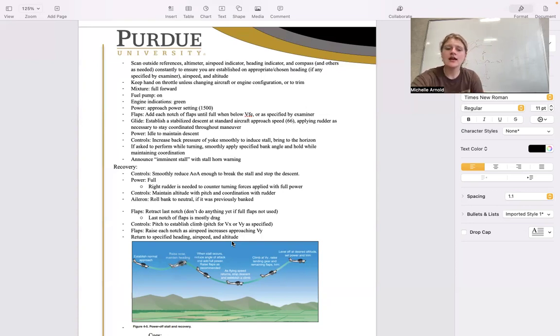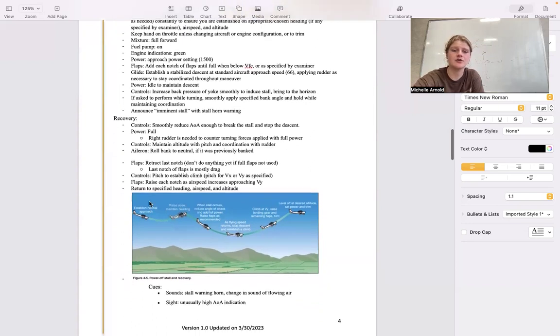And then at the end of the maneuver, you should be straight and level. And you should not have lost too much airspeed. It's normal to lose a little bit of altitude, but you shouldn't lose more than a couple hundred feet.